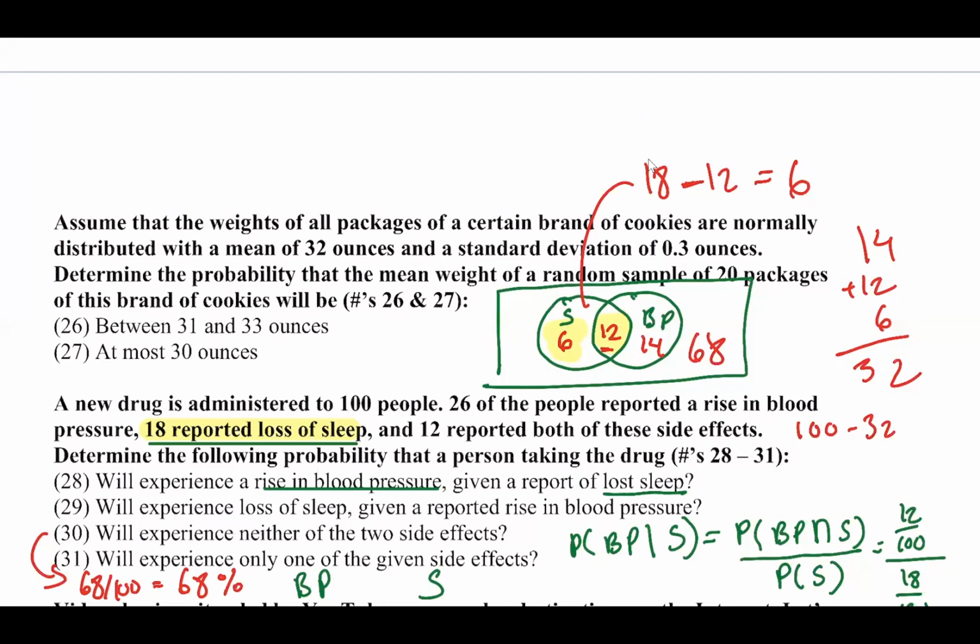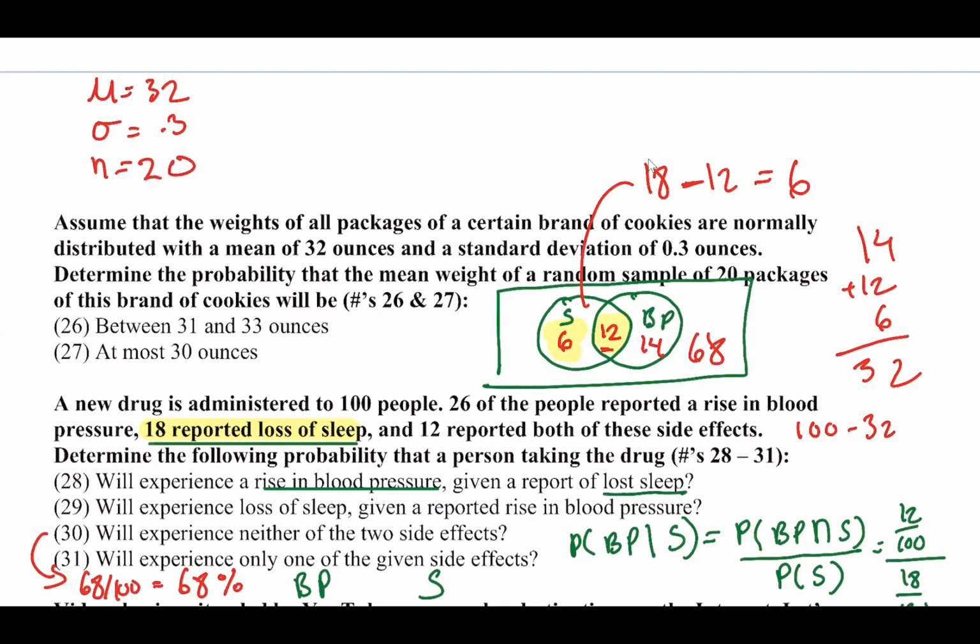All right, so right here, you kind of want to notice they give us the mean. Mean is 32. They give us the standard deviation. Standard deviation is 0.3. Everybody good so far with the mean and sigma? Yes. All right. So one thing that's a little bit different in this problem, they give us a random sample. So they tell us the random sample of 20 packages. So that means n is equal to 20.